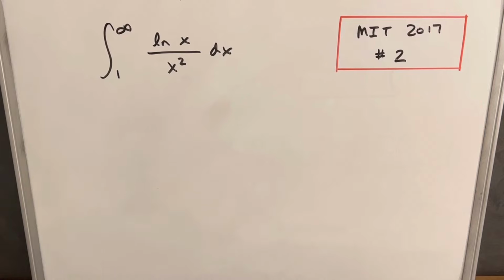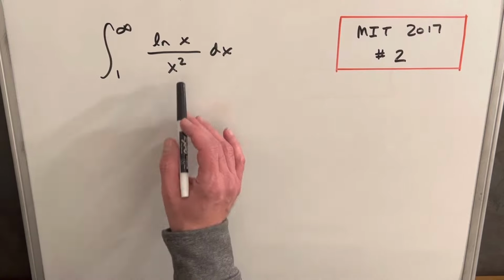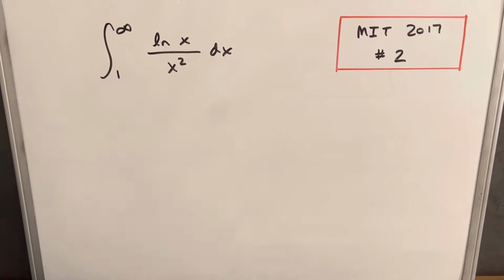Hey, we have an integral today from the MIT Integration Bee 2017. This was problem number 2. We're integrating from infinity to 1 of ln x over x squared dx. At first I was a little worried that we have an x squared. If this was an x in the denominator, it'd be very simple, but it's not.